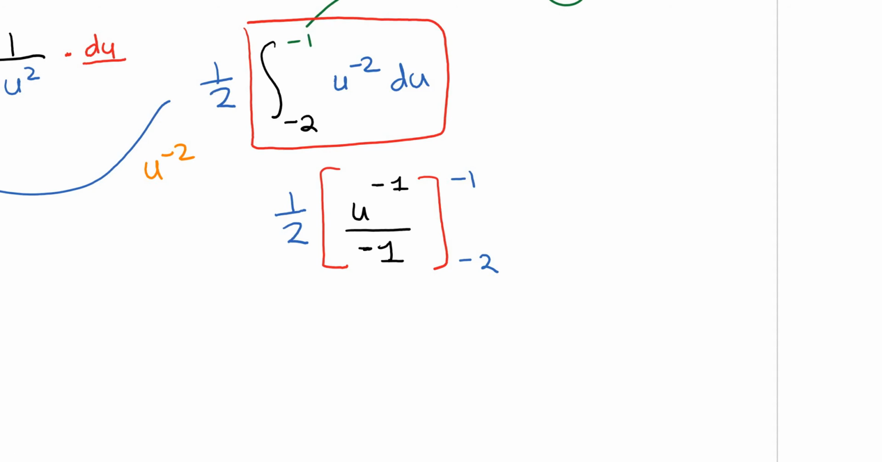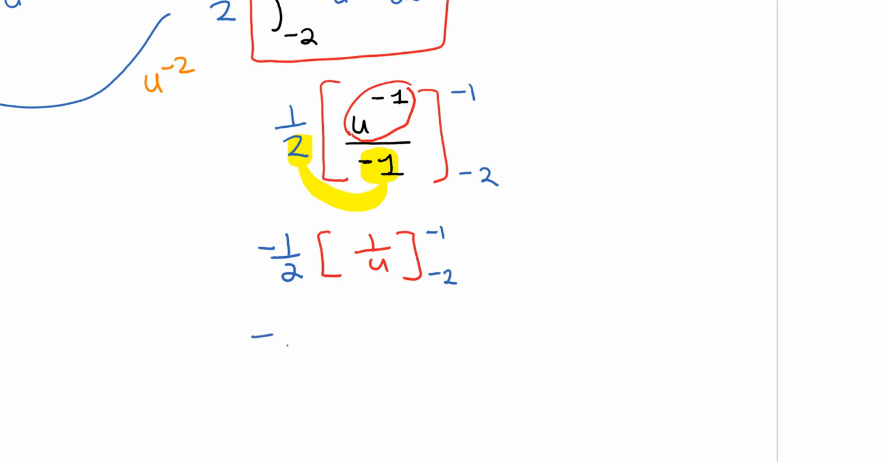Now, one thing that I'm going to do next, which I didn't do in my previous problem, is you can actually take the denominator and multiply it with your coefficient, and that would give you negative 1/2. And then your inside would be, well, u to the power of negative 1 is just 1 over u. And then this might be a little bit easier to calculate your final answer.